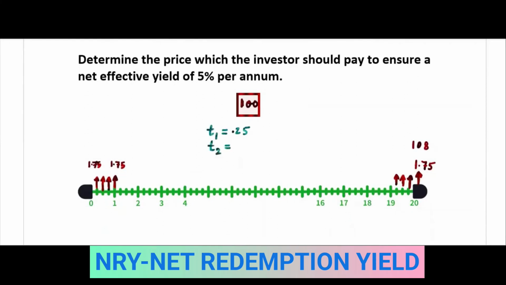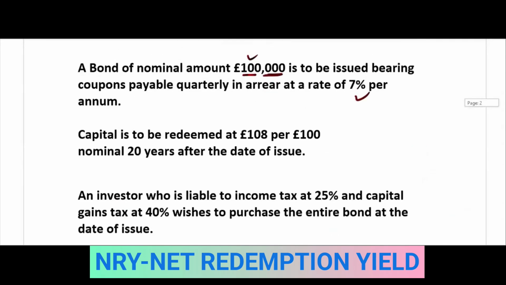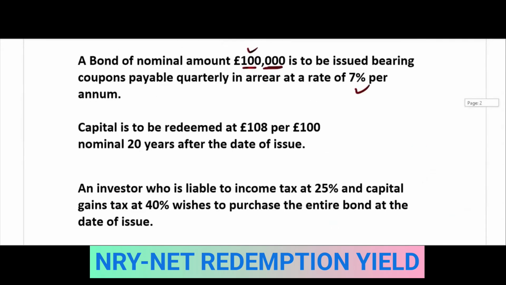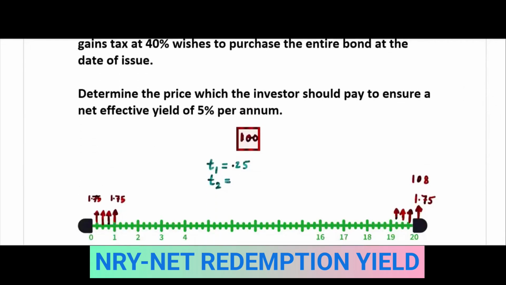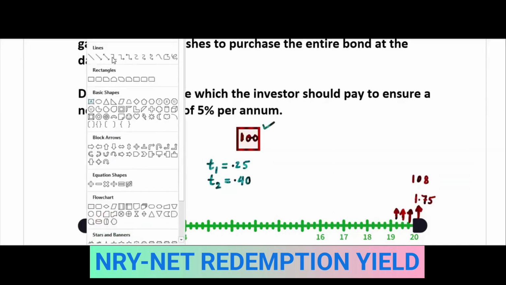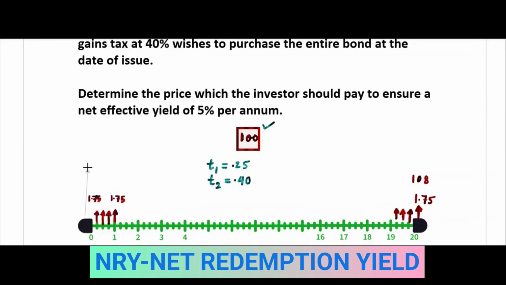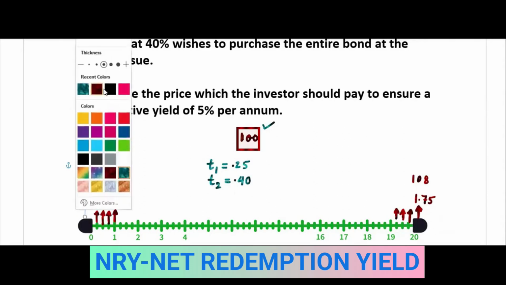That is 40%. These are given. You have to price it. So let me price per 100 nominal. Then we'll think about 1000 nominal. So this is where you are pricing. Okay, so you want to know the price here.